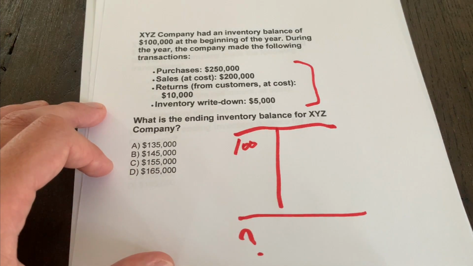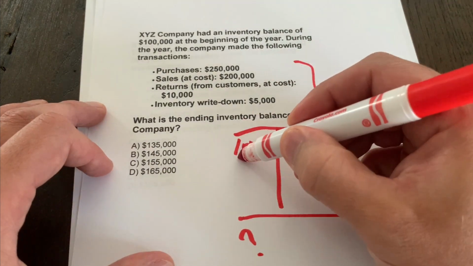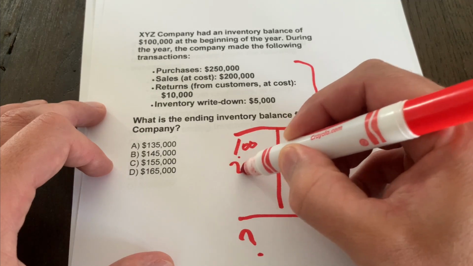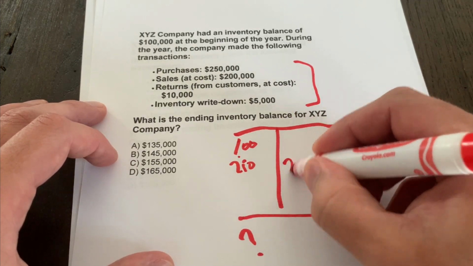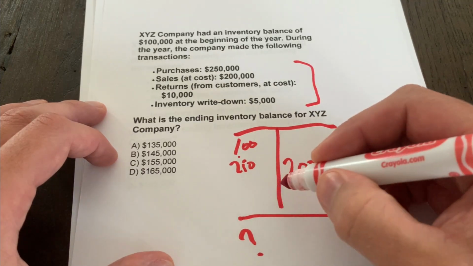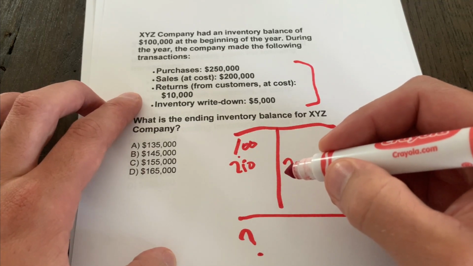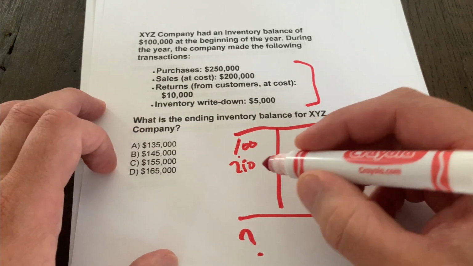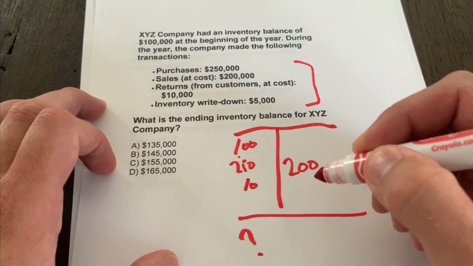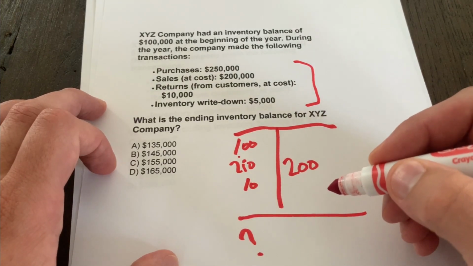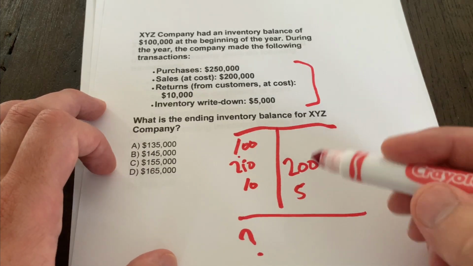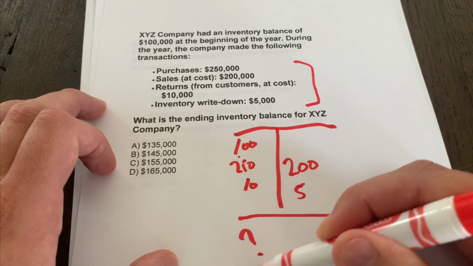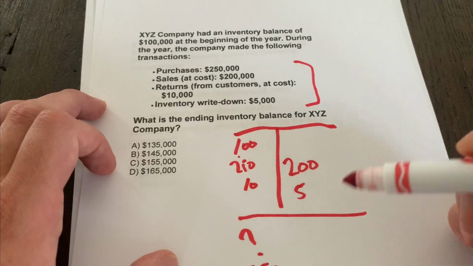You don't have to think very hard about this. So here you've got purchases, which is going to increase your inventory by $250,000, sales, which is going to use your inventory for $200,000. You've got these returns from customers at cost, which is where inventory is coming back to you. So it's going to come back into your accounts, so $10K back, and you've got an accounting write-down of $5K. Now, the result of that is that you end up with an ending balance of $155,000.